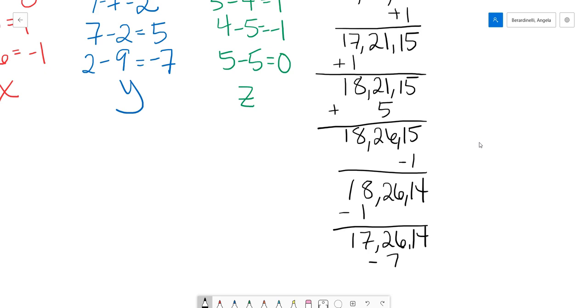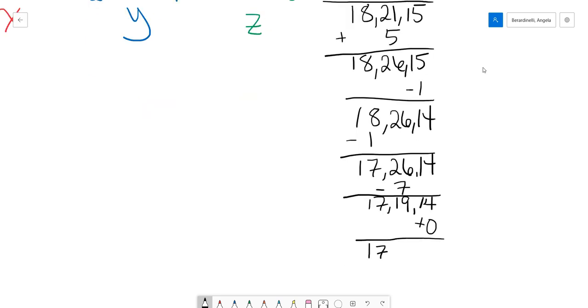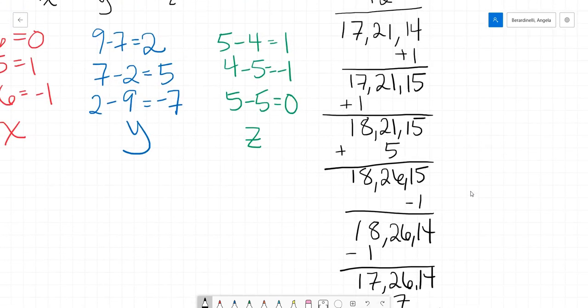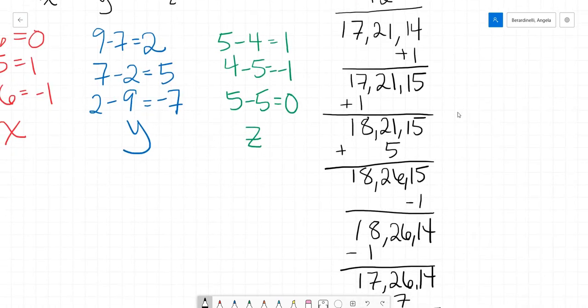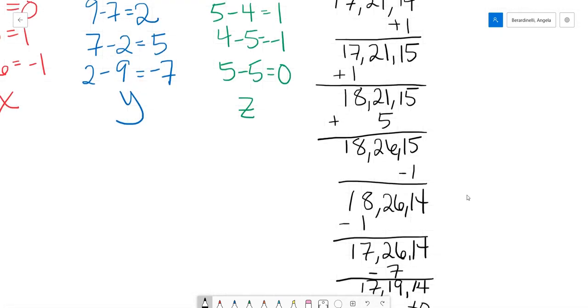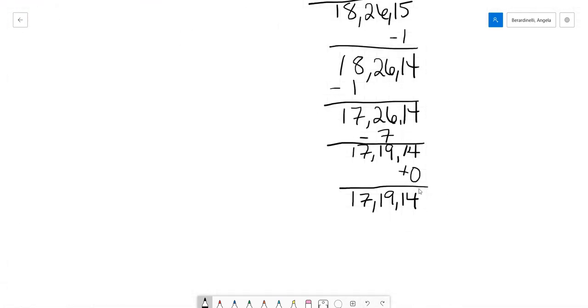Minus 7 on the y-axis, 17, 19, 14, and 0 on the z-axis, 17, 19, 14. So if we follow our path, we start at 17, 19, 14. We don't move, then we move along y, then we move along z. X, Y, Z. X, Y, Z. And we end up back where we started.